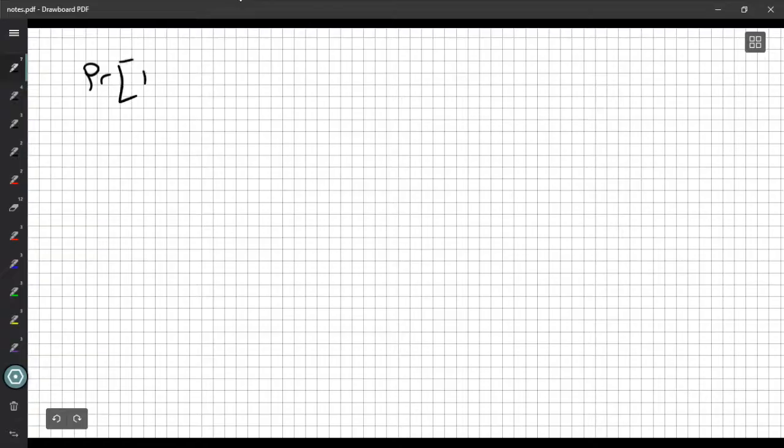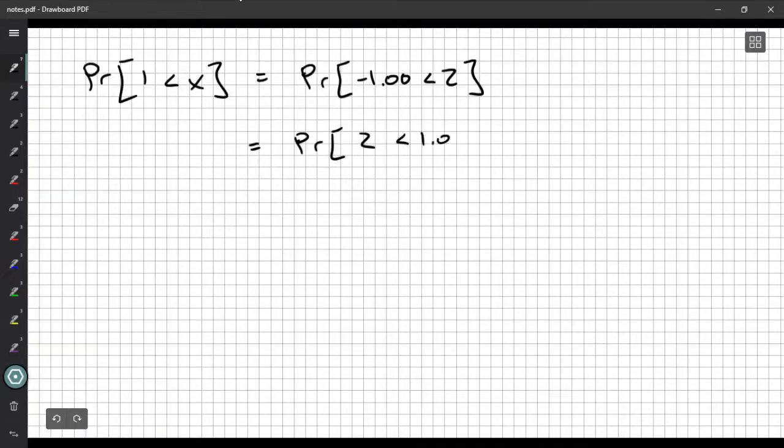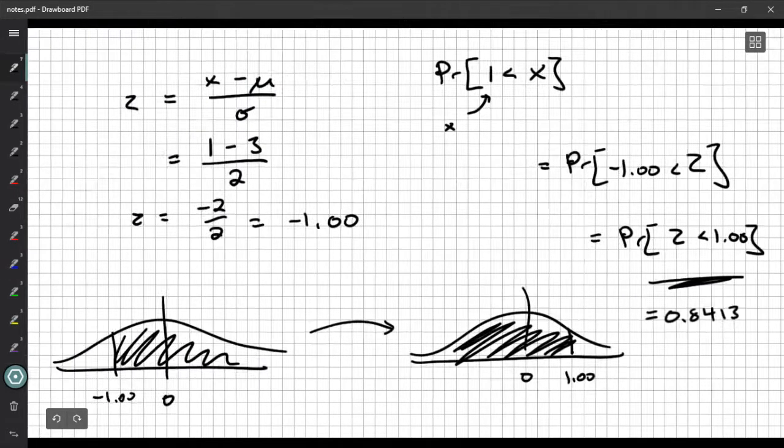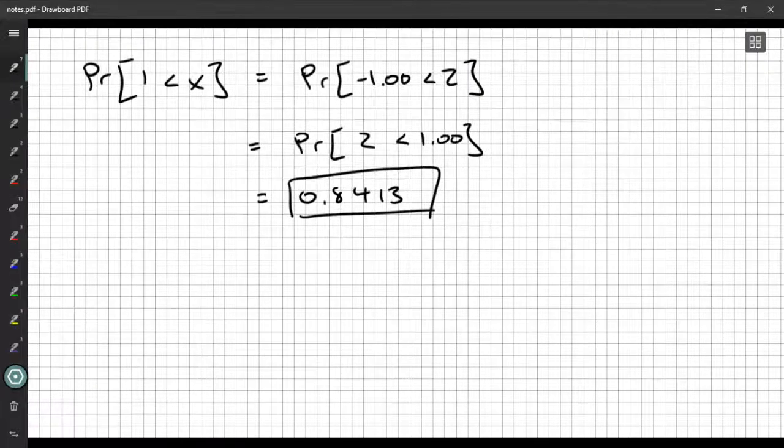So to summarize, what happened? We had a probability that we wanted. We changed it to a probability in terms of the standard normal that we understand, and we changed that into a probability we could look up in the chart. And that's exactly what we did. So 0.8413, so about 84% is the chance that x will give us a value greater than 1. And there's our answer.